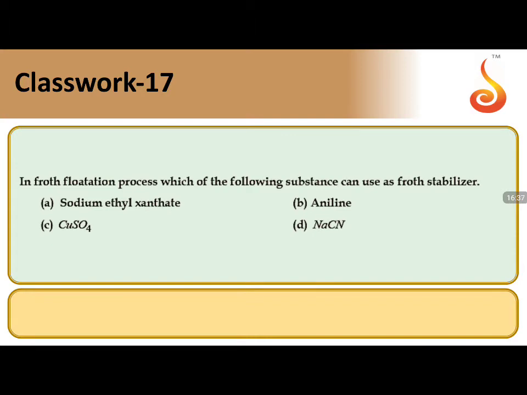Coming to question number 17. In froth flotation process, which of the following substances can be used as froth stabilizers? Let us name each one. Whenever we see the word xanthates, they are called collectors, which take ores into the oil. Aniline is the froth stabilizer. Aniline is a stabilizer.